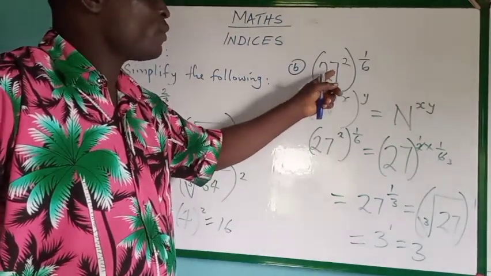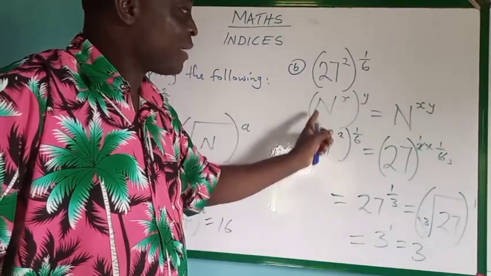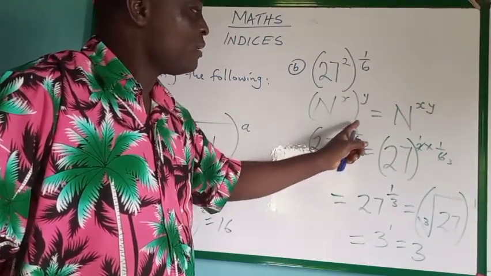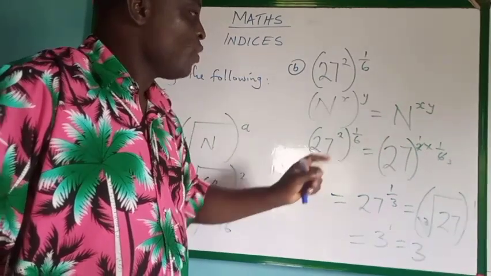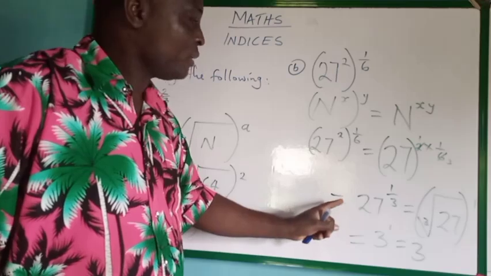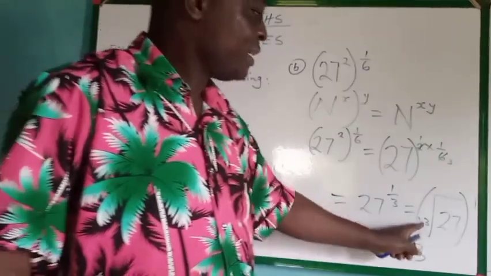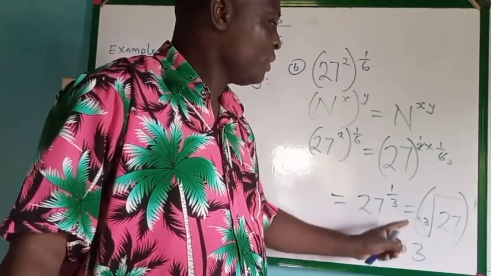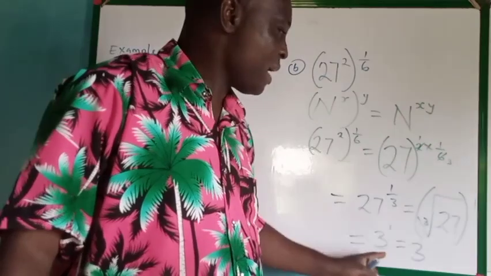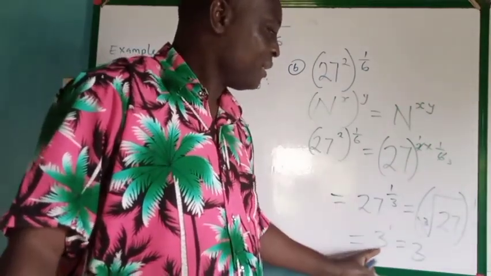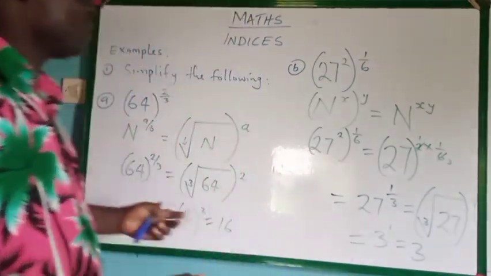So we have 27 raised to power 2, all raised to power 1 over 6. Multiply the two powers, and according to the law, we have 2 raised to power 2 times 1 over 6, which is 1 over 3. That gives 27 raised to power 1 over 3, which translates to the third root of 27, all raised to power 1. The third root of 27 is 3 raised to power 1, and that is 3. So that is how to operate.